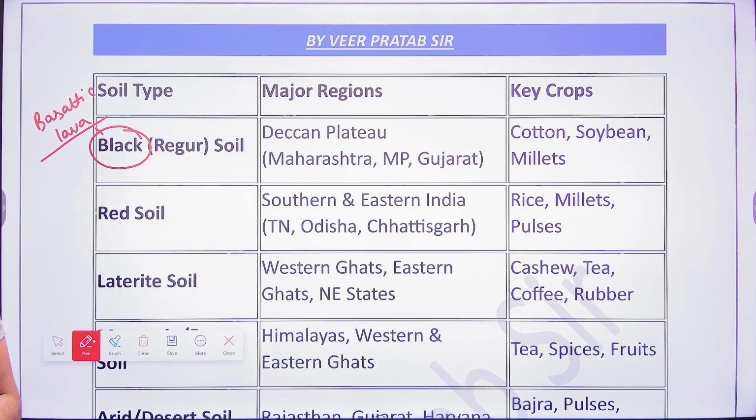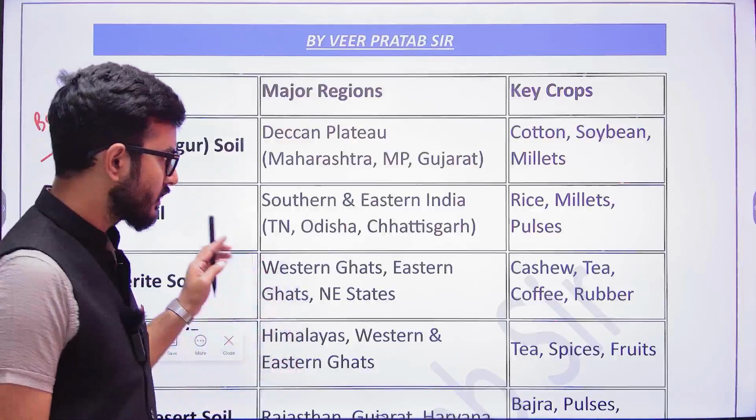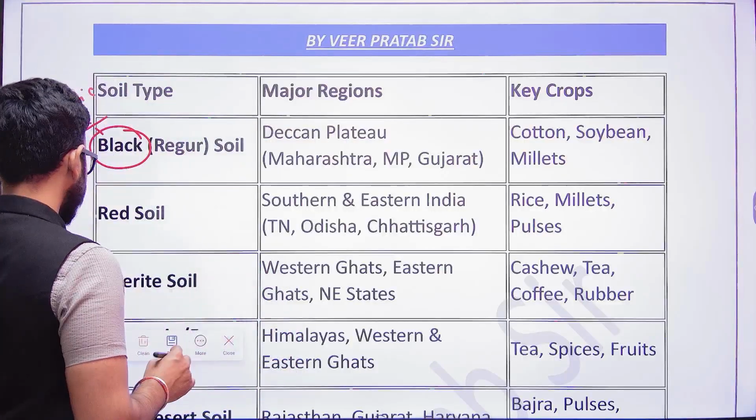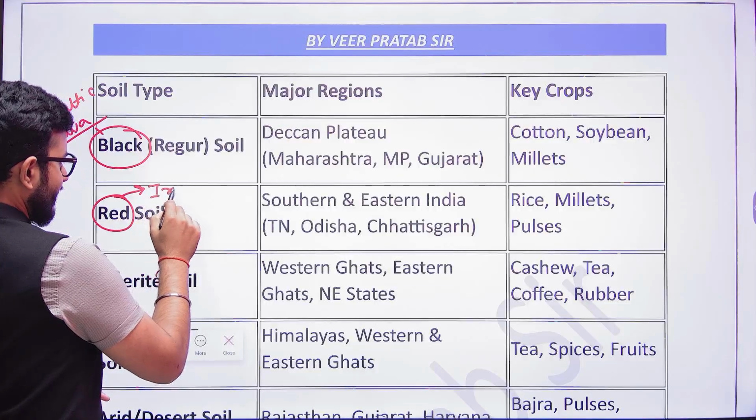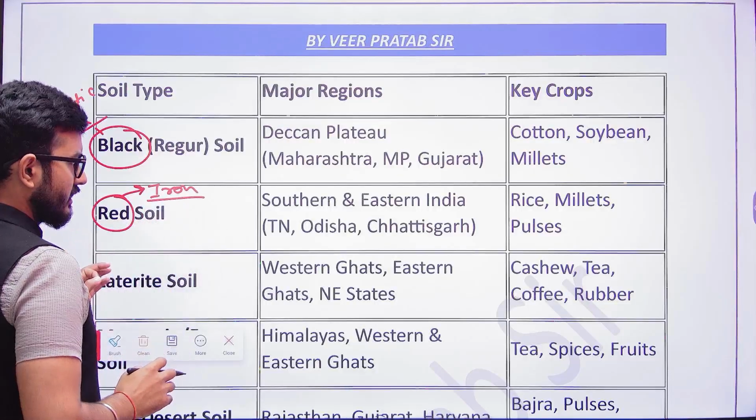It is going to be rice, millets, and pulses. Now just look at it. Okay, look at the location. Now just to understand one thing, wherever red soils are majorly found, there is iron content. Okay, iron content is there.